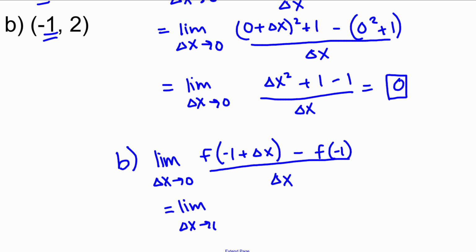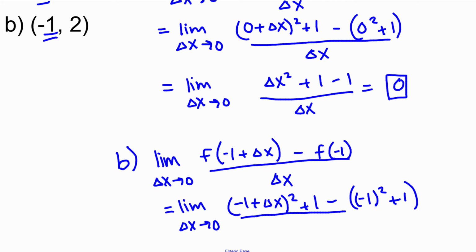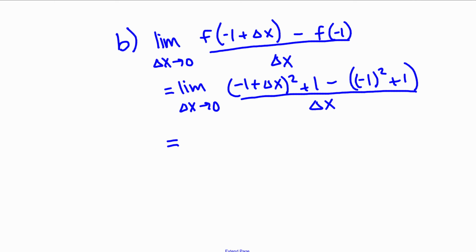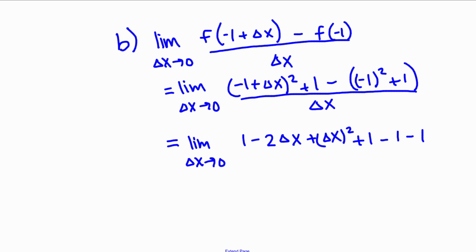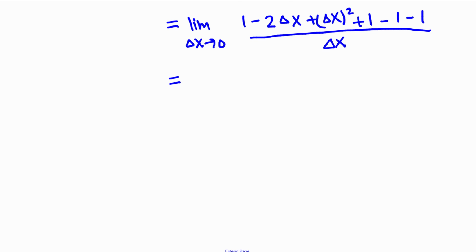When I substitute negative 1, simplify everything and clean it up, and then evaluate the limit as delta x approaches 0, you'll get negative 2.